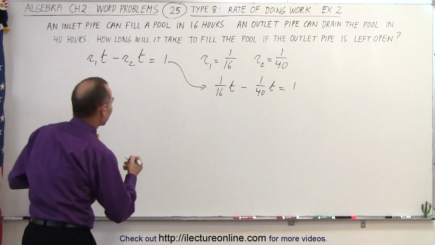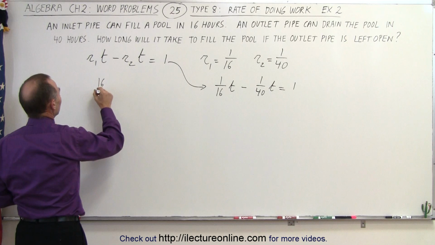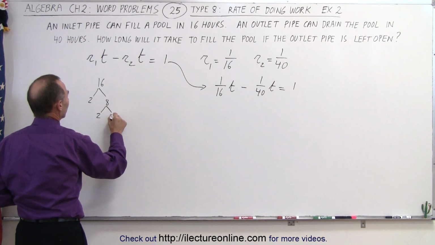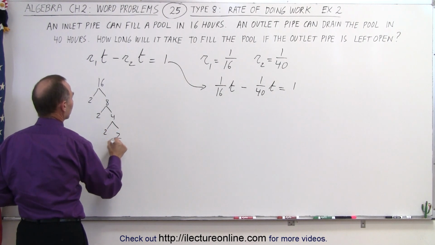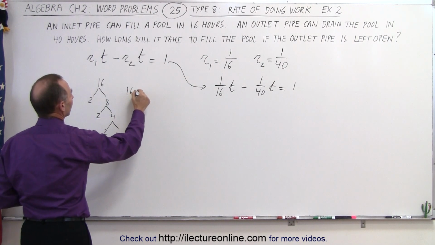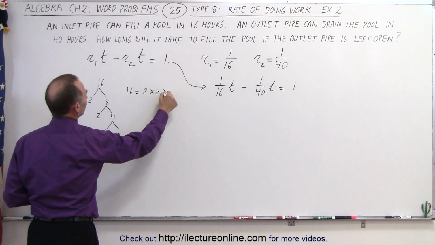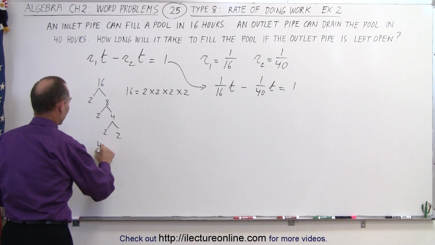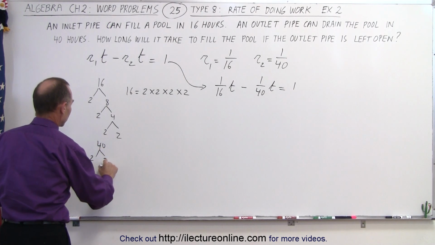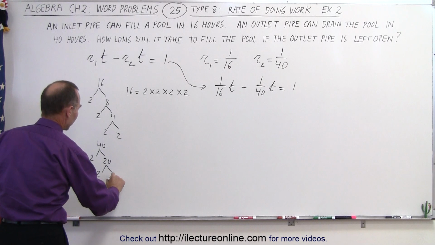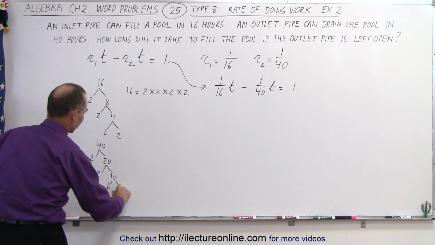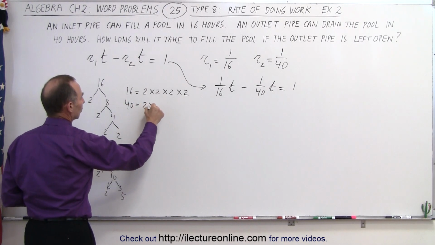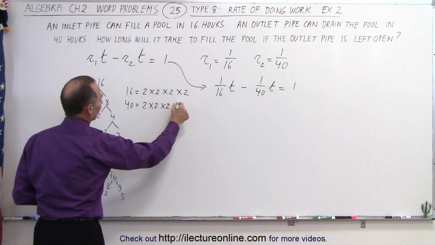If you're not sure how to calculate that, you go as follows. 16 can be divided by 2 to give 8, which can be divided by 2 to give 4, which can be divided by 2 to get 2. In other words, 16 can be written as 2 times 2 times 2 times 2. We do the same thing for 40. 40 can be divided by 2 to get 20, which can be divided by 2 to give us 10, which can be divided by 2 to give us 5. So 40 can be written as 2 times 2 times 2 times 5.